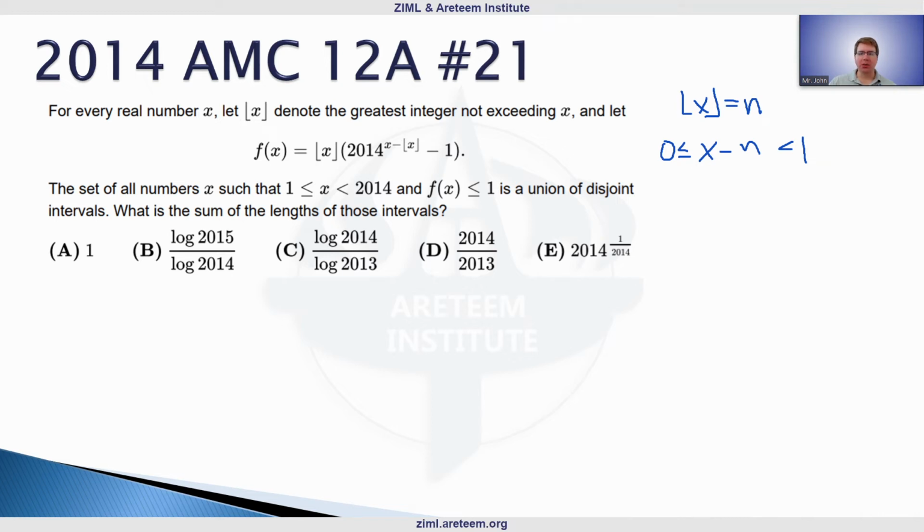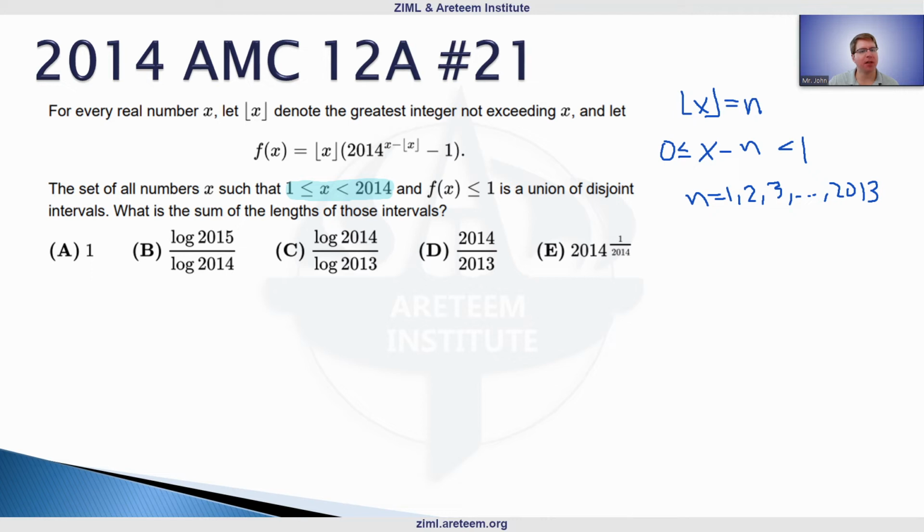Now, what do we know about n? Well, since x is between 1 and 2014, including 1, not including 2014, we have that n is an integer, so n is either 1 or 2 up to 2013. So this is just some bookkeeping. Like I said in the previous problem, we want to stay organized and work things out nicely in this case. Okay, so let's get started then.